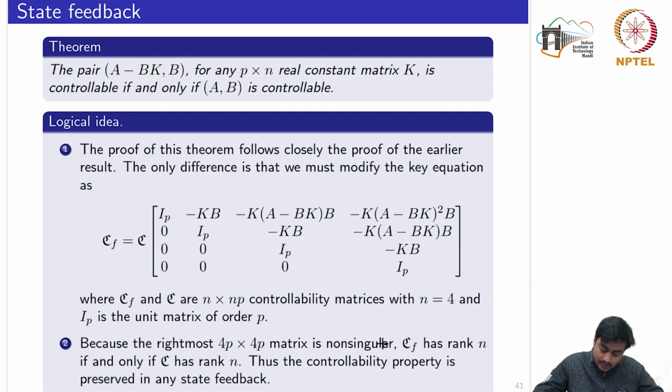Another conclusion we made at that time is that the controllability property would be preserved in any state feedback. If the original pair is controllable, then under any K the pair (A minus BK, B) would also be controllable. But at the same time, we also notice that the observability property, which we would discuss in the subsequent week, is not necessarily preserved.